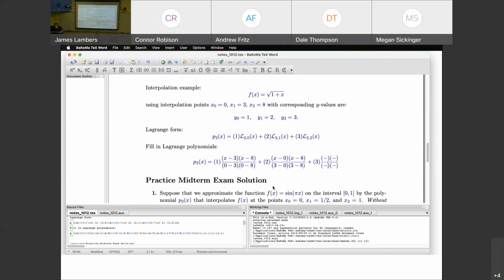All right? We're on the third one. x minus the others, which are x minus 0 and x minus 3. Okay? This term corresponds to the third interpolation point, 8. Okay? 8 minus 0, 8 minus 3. Okay. And you're done.